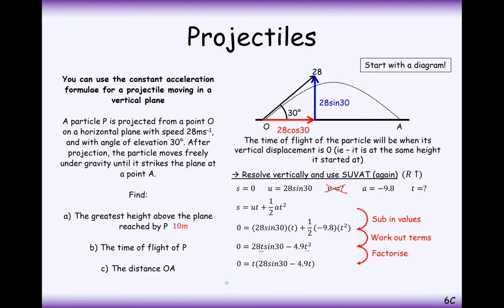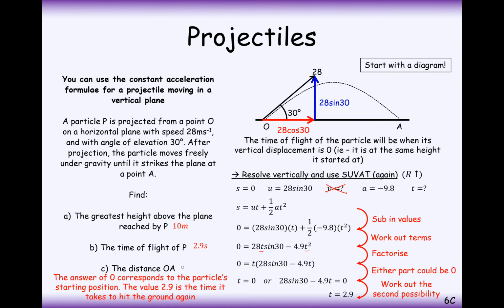So we're either going to get t as 0, well yeah, that kind of makes sense, at time 0 the displacement is 0, but for the other part we're going to have t is equal to, rearrange the equation, 2.9 seconds there. Okay, so there we are. So that's the time of flight. It's going to take 2.9 seconds to reach the other point on the horizontal plane.